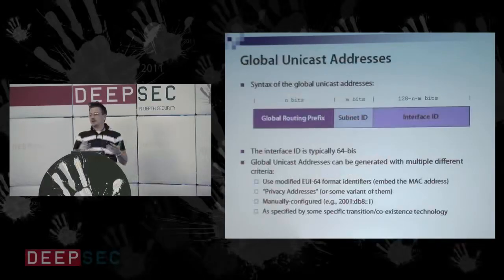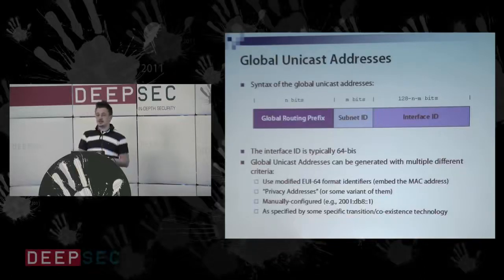Of all the addresses that are available in V6, the only ones about which I'm going to talk a little bit are global unicast addresses. This is the format of these addresses. We have a global routing prefix, which is the prefix that has been assigned by your ISP, for example. Then you have a few bits for subnetting, exactly the same as with IPv4. And finally, you have usually 64 bits for the interface ID, which is analogous to the host ID that you have in IPv4. So essentially, the structure of the addresses is the same as in IPv4.